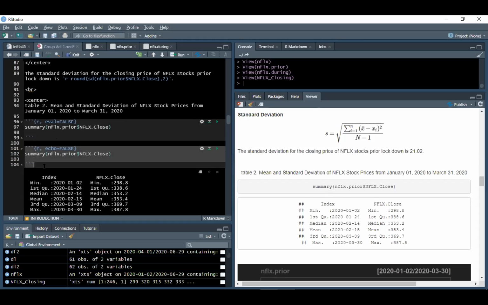If we look at the R Markdown cheat sheet that Sir provided, we can see the default options of these. That's why we have to use echo false, because if we didn't put that, we will see this particular code in this box.